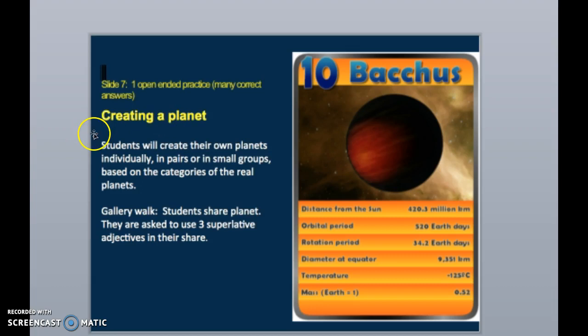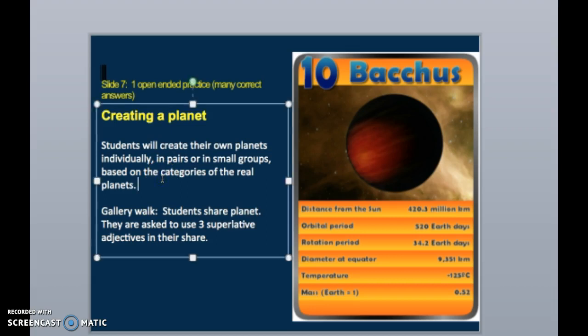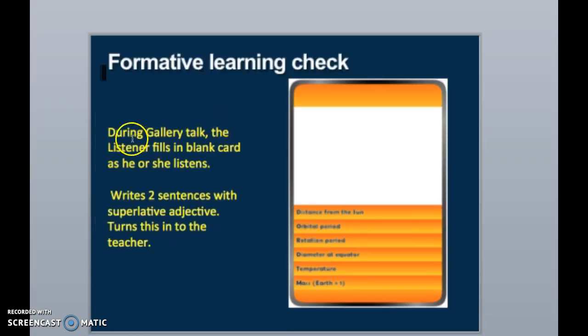The last activity is not a controlled practice activity. It's an open-ended practice activity where there are many correct answers. And in this case, the students create their own planet. They'll create their own planet individually, in pairs or in small groups, based on the categories of the real planets. Then they'll create a little gallery walk where students will share their planet, and they're asked to use 3 superlative adjectives in their share.